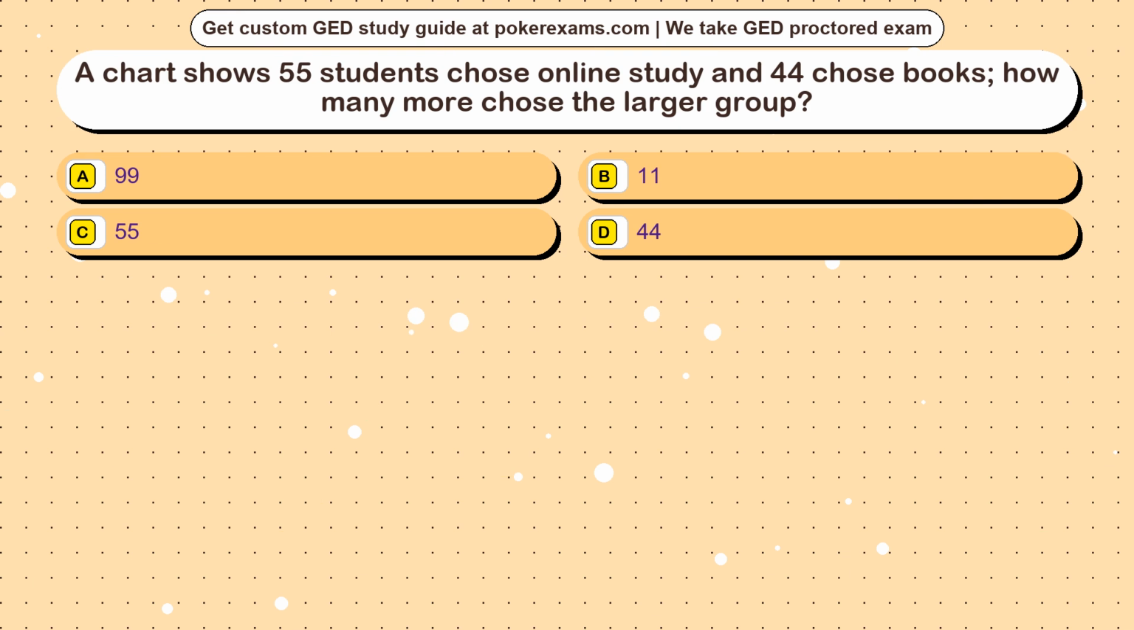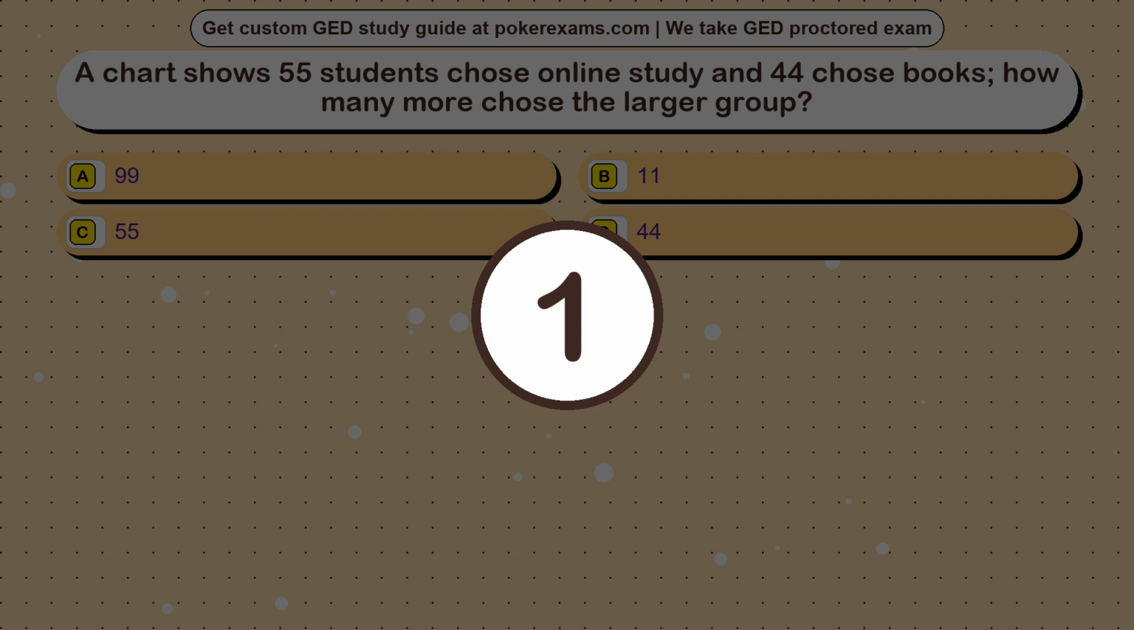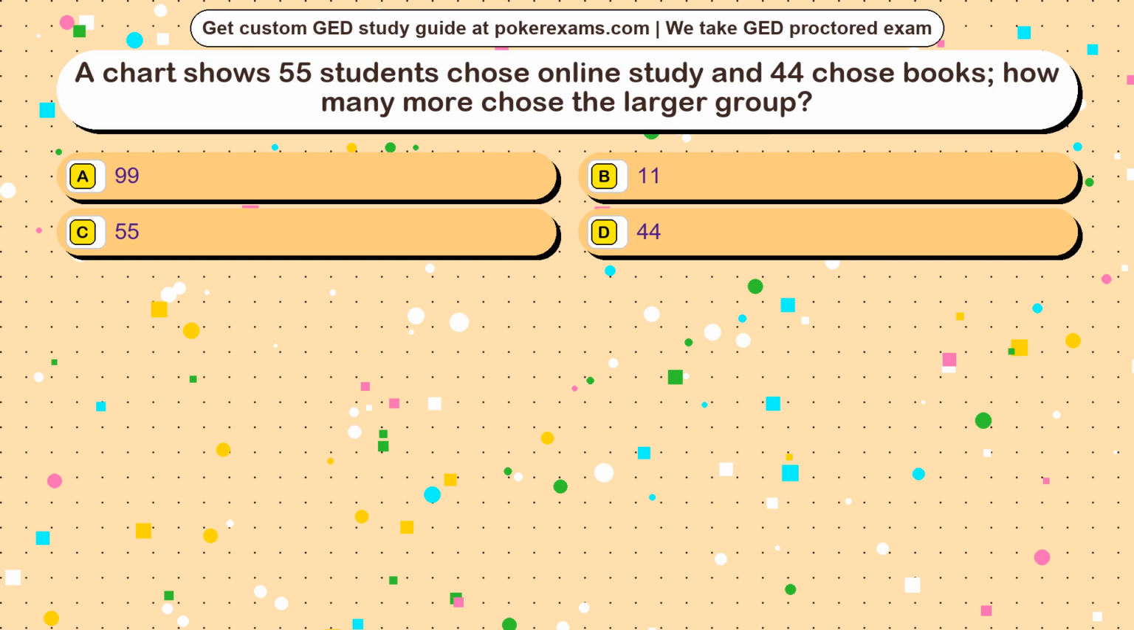Question 4. A chart shows 55 students chose online study and 44 chose books. How many more chose the larger group? Option A, 99. Option B, 11. Option C, 55. Option D, 44. The correct answer is option.